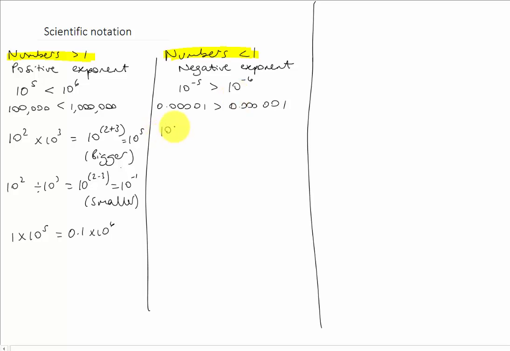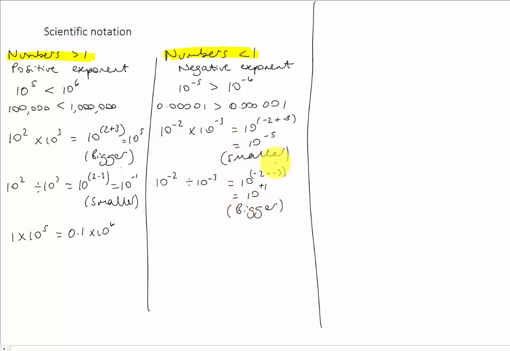Okay, now how about if we multiply together two numbers with negative exponents? Say 10 to the minus 2 times 10 to the minus 3. That's equal to 10 to the power minus 2 plus minus 3, which is 10 to the minus 5, which is smaller than those numbers we started out with, so it's getting further away from 1. And so 10 to the minus 2 divided by 10 to the minus 3 is equal to 10 to the minus 2 minus minus 3, which is 10 to the power plus 1, which is bigger. And seeing as 10 to the minus 5 is greater than 10 to the minus 6, that tells us that 1 times 10 to the minus 5 is equal to 10 times 10 to the minus 6, because 1 times 10 to the minus 5 is 10 times greater than 1 times 10 to the minus 6.